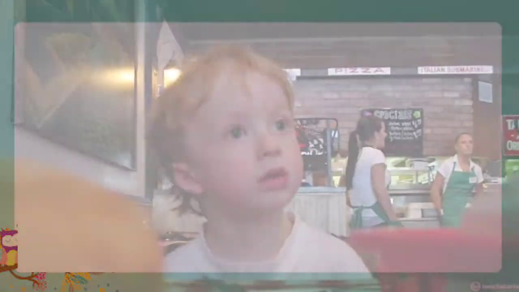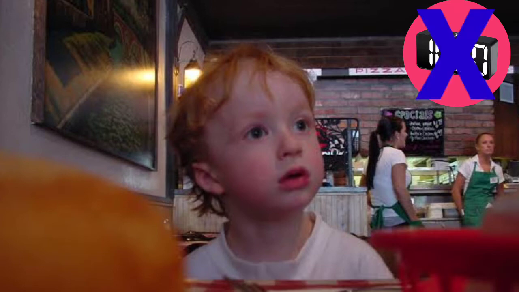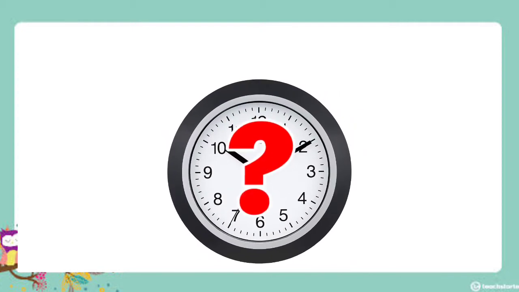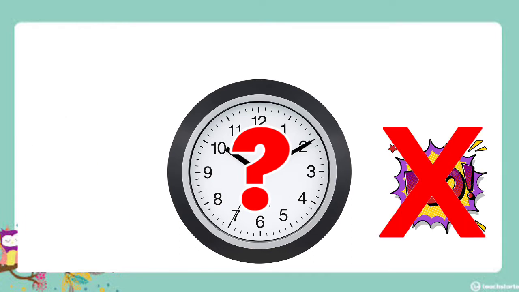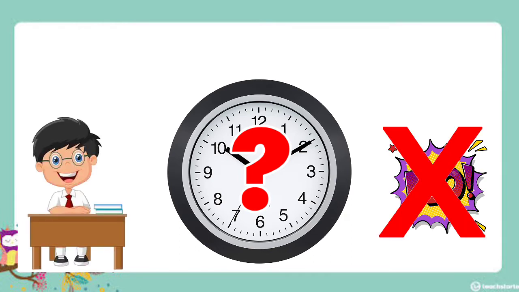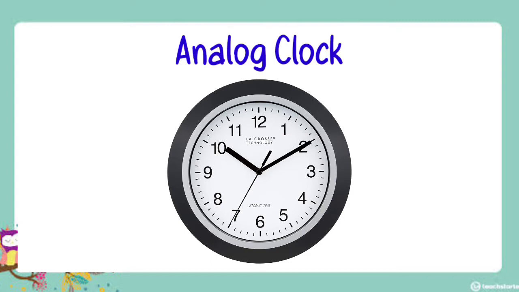Now, what if you go somewhere outside and you want to know the time, but there is no digital clock in that place, and what they only have is a clock like this? Will you be able to tell the time on it? If your answer is no, don't worry because we will learn how to tell time on this kind of clock. By the way, this clock is called an analog clock.